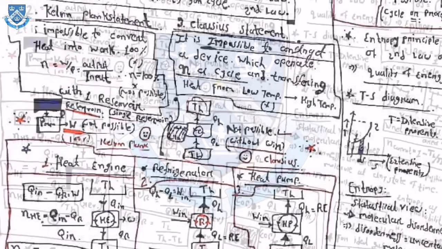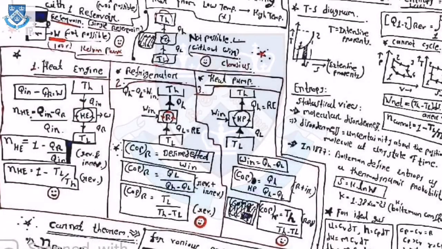After that, coming towards heat engine, refrigerator and heat pump. The first one is the heat engine, which you can see here in the diagram. In a heat engine, Q in minus QR is equal to W. So the efficiency of a heat engine is equal to Q in minus QR upon Q in, and efficiency is also equal to 1 minus QR upon Q in, and that is equal to 1 minus T low upon T high for a reversible process.